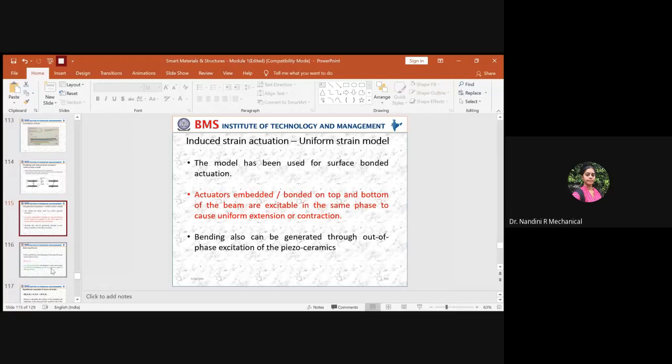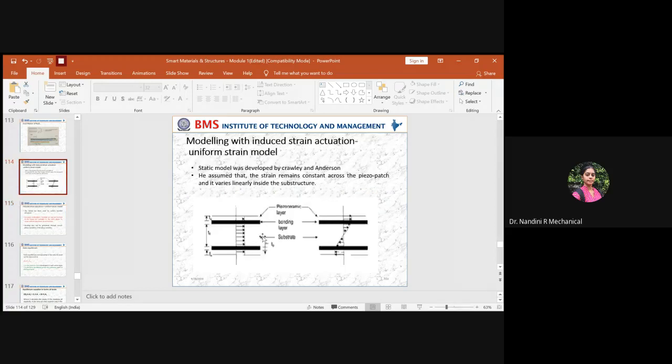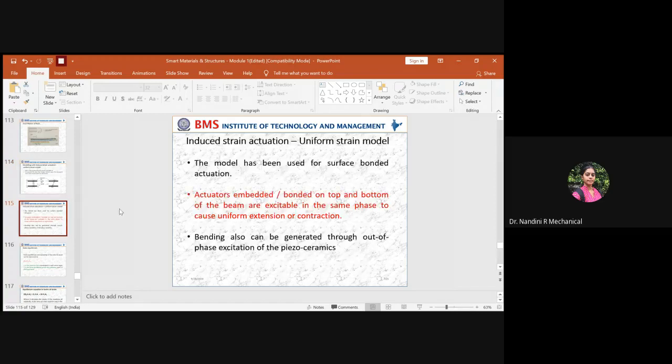Okay, so further we have to see the model which was used for the surface bonded actuation, how it was embedded, right? The actuator was embedded or bonded on the top and the bottom of the beam. So you can see it was bonded on both layers. It is not that you have only one bonding layer. You have two bonding layers, one at the top and one at the bottom, because you have two piezo patches, one at the top and one at the bottom, and hence it was bonded on both surfaces.